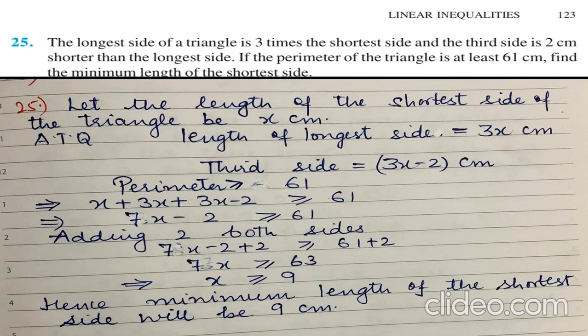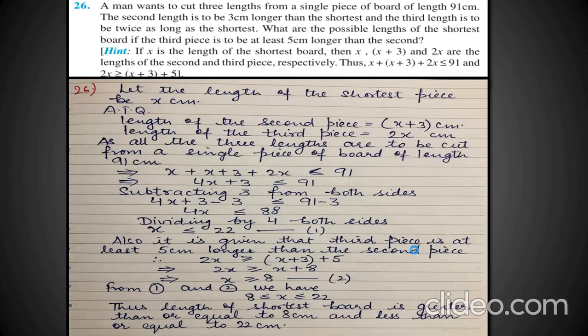Hence, what was x? x was the length of the shortest side. So we can say that the minimum length of the shortest side will be 9 centimeters. So this completes the 25th question. Now look at the 26th one. A man wants to cut 3 lengths from a single piece of board of length 91 centimeters.